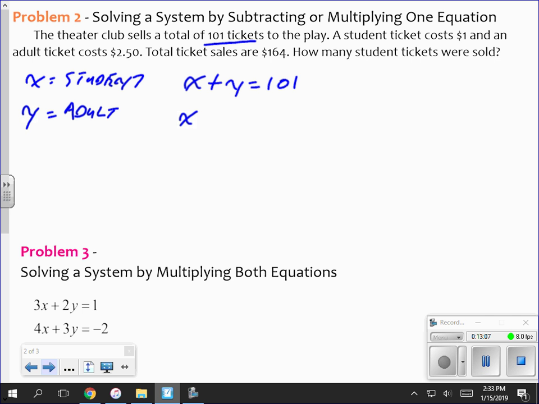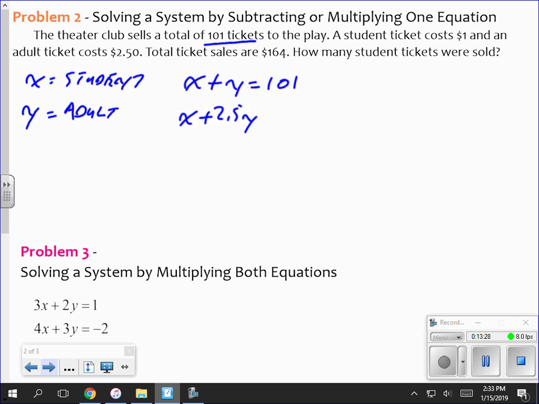How much money do I get for an adult ticket? $2.50. So plus 2.5y, and I'm just going to use 2.5. I know there's a 0 there, but I'm lazy. I don't want to write 0. I don't need to. Okay. That's how much money I made off the adult tickets, $2.50 per ticket.